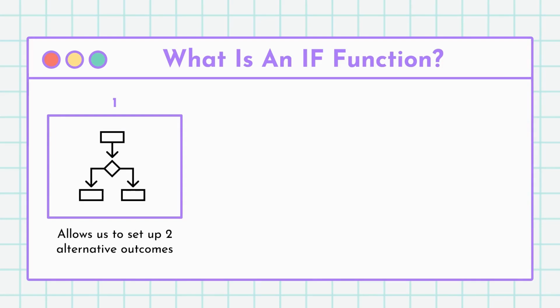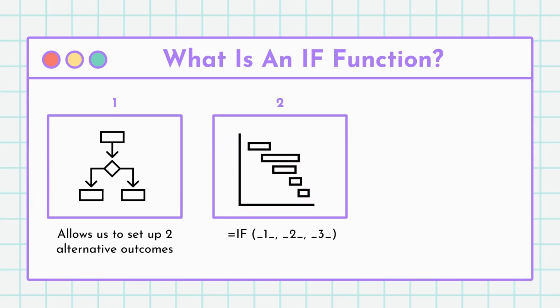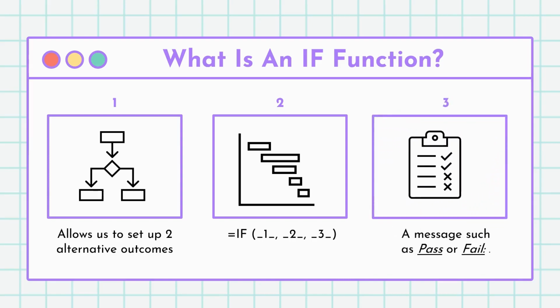To set up an if function, you start off with an equal sign and if. And then in between two parentheses, you will have three conditions. The first condition is what you want the code to read. The second is what needs to happen if the condition is true. And the third one is what happens if the condition is false. Regular if functions can be used to show messages such as pass or fail.